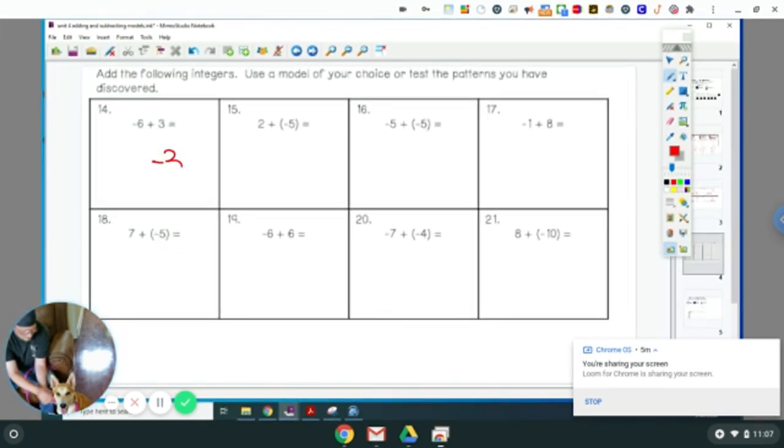This will be -3, -3, -10, 7, 2, -2, -11, -2. Oops, sorry, I misread this. I thought that was an 8. This is 0. Apologize, guys. A little blurry. Yep. Okay. Sorry, I was going back over to make sure I didn't make another mistake.